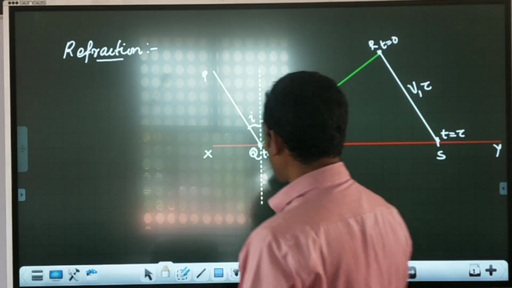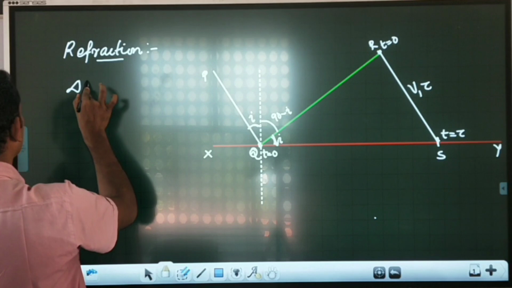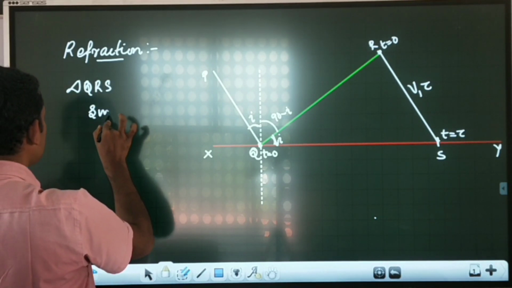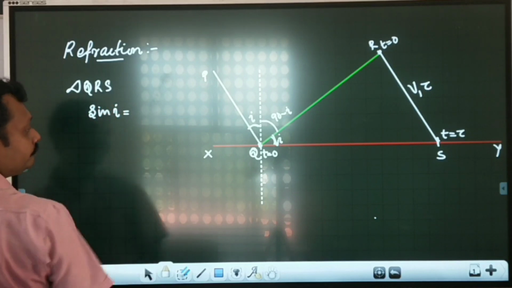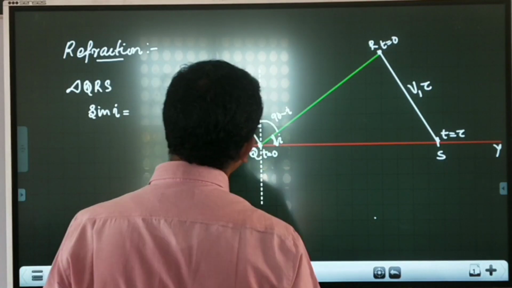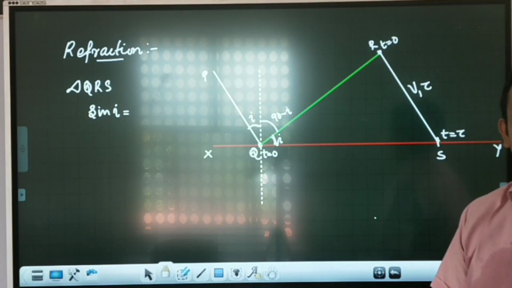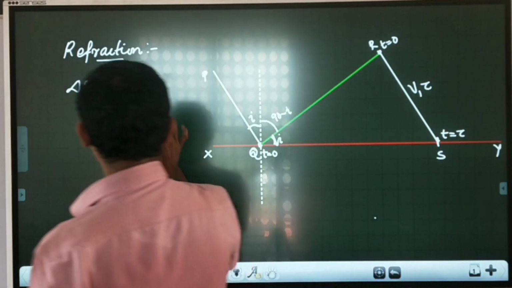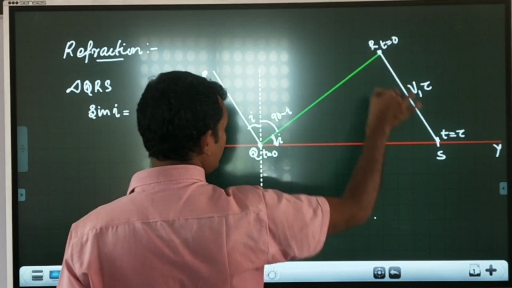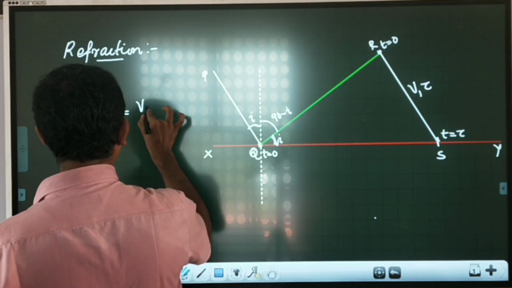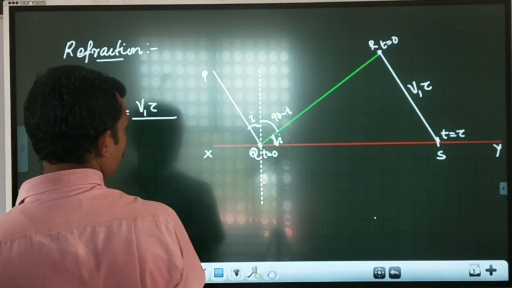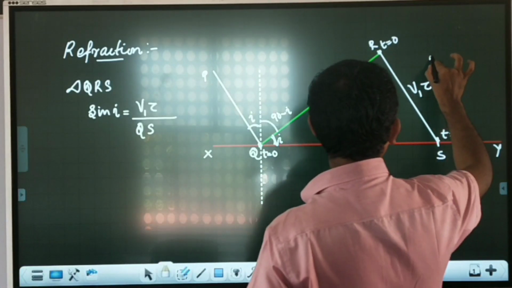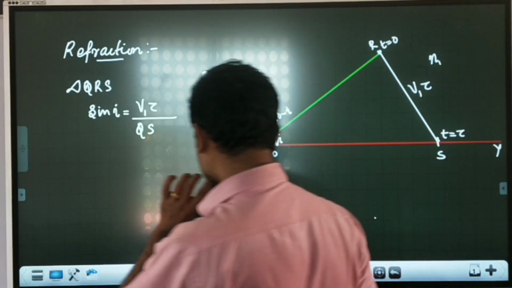Now looking at the triangle QRS, tell me what is sin I equal to. Sin I is equal to the opposite side, whose length is V1 tau, divided by QS. V1 is the speed of light in this medium. Let the refractive index of this medium be N1.